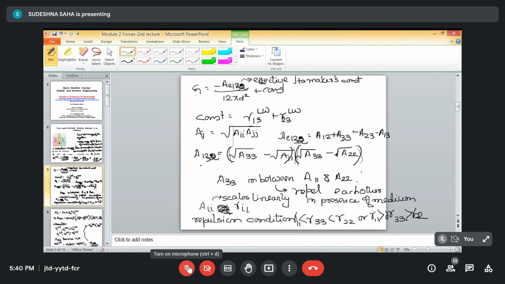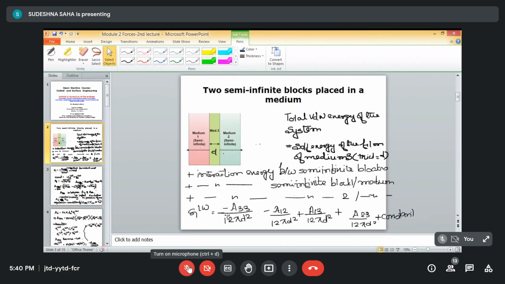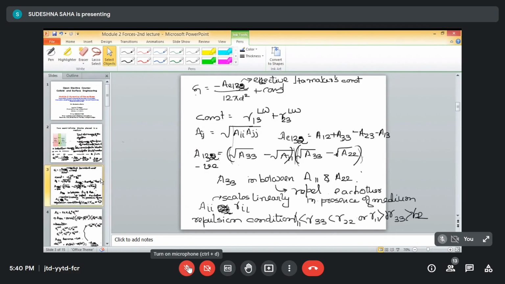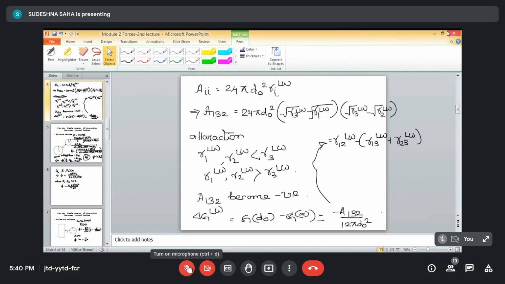This becomes negative, right? Now you are putting the negative value of the Hamaker constant into this equation. There is already a negative sign here, so this will become positive, right? So you will get the force as positive, which will repel each other, okay? Okay ma'am, yes. That is fine, it's only that thing.